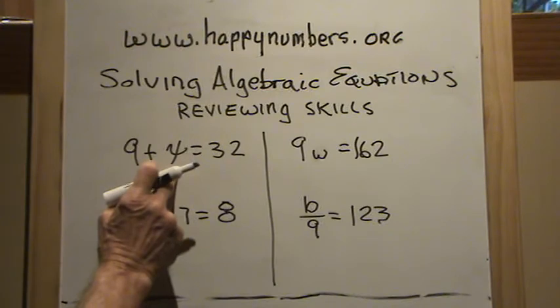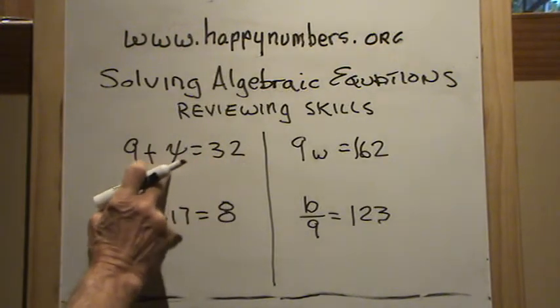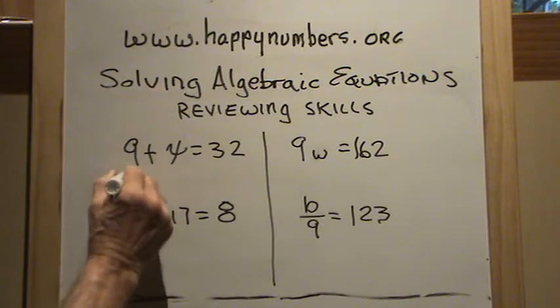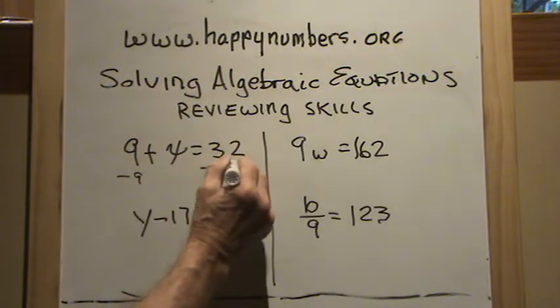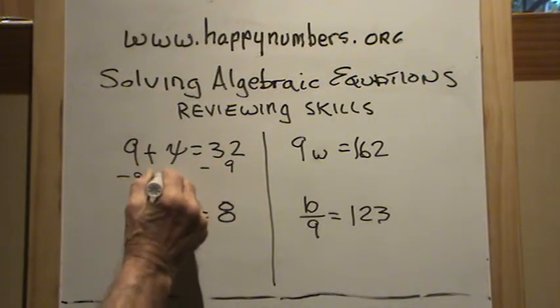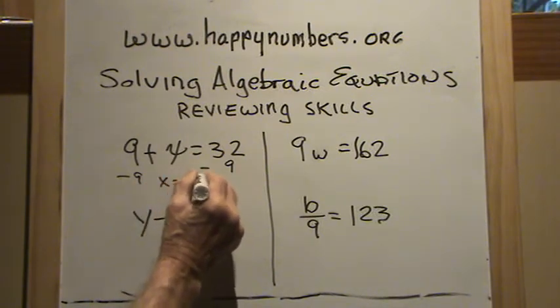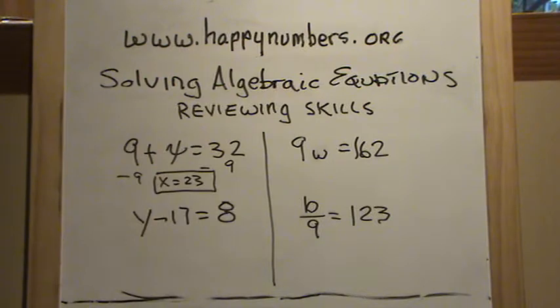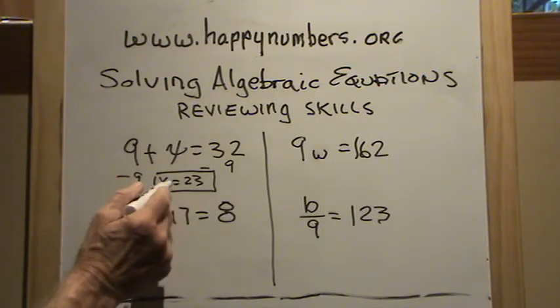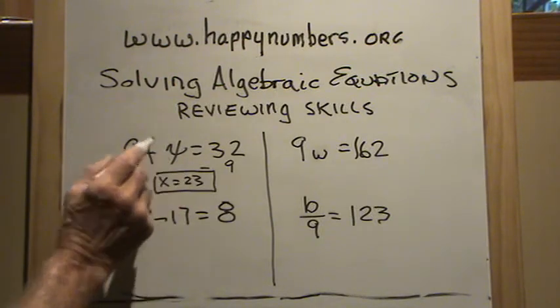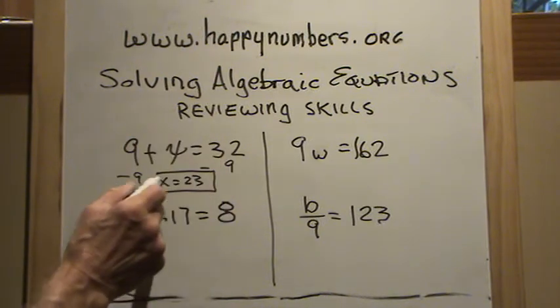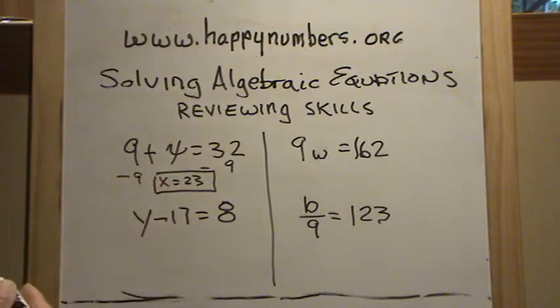9 plus x equals 32. We know we have to isolate the x. Since this is a positive 9, we use a negative 9, and then we have to do negative 9 here. And we wind up with x equals 23. That should have been your answer, I believe. And if we substituted 23 back into our problem, it would be 9 plus 23 equals 32. And 9 plus 23 does equal 32.